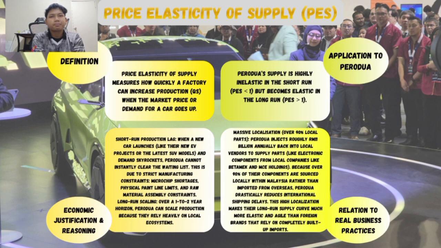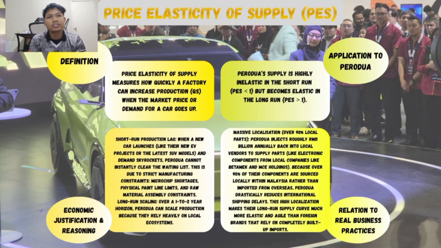In the short run, Perodua faces a production lag when a new car launches, such as their new EV project or latest SUV models. When demand skyrockets, they cannot easily clear the waiting list. This is due to strict manufacturing constraints like microchip shortages, physical paint line limits, and raw material assembly constraints.